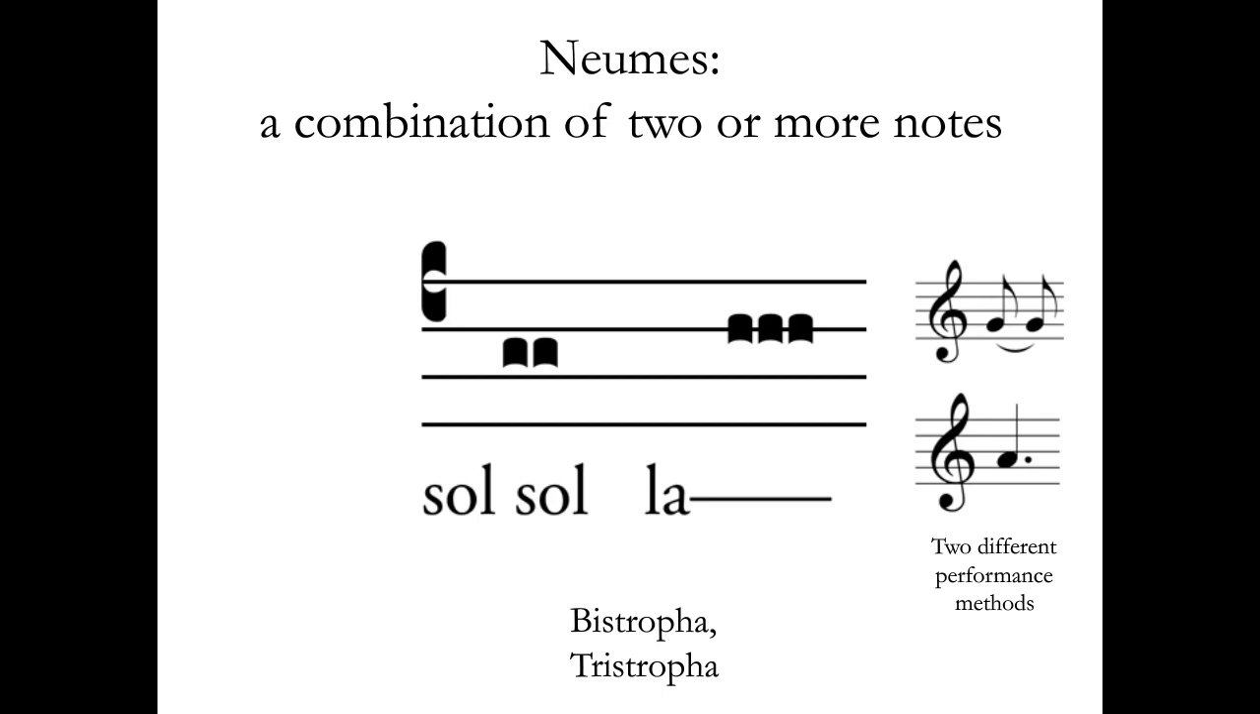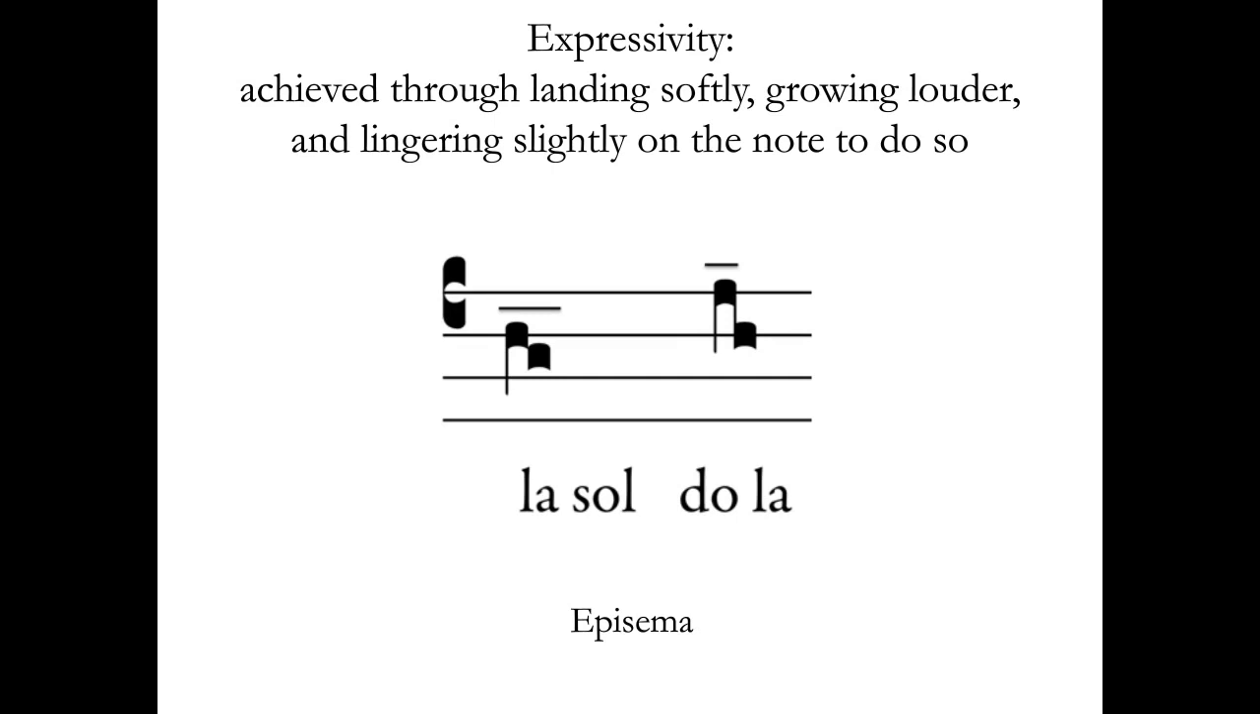Next, we're going to talk about a couple of markings which add expressivity to neumes. This first one is called an episema. You'll notice that it looks kind of like a tenuto marking in modern notation. And there are a couple of keys to making expressive neumes really sound expressive. The first is that you have to land on them softly, you crescendo out of it, and you take just a slight amount of time to land softly and get louder.